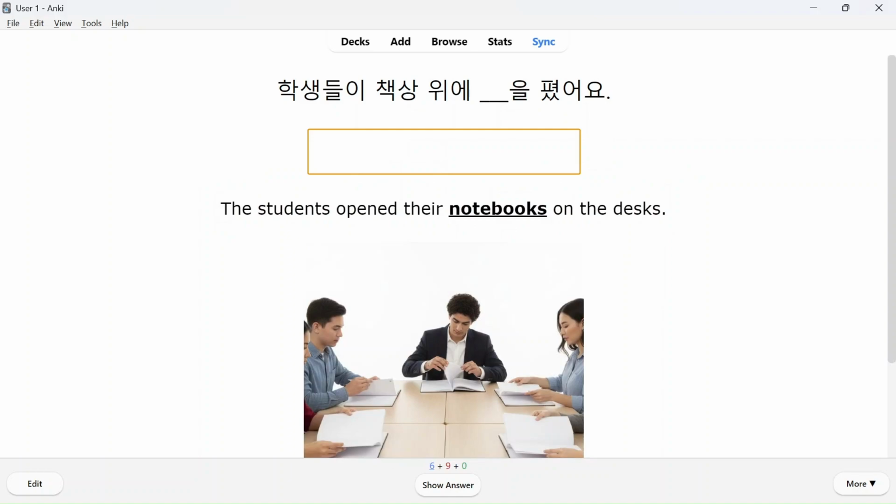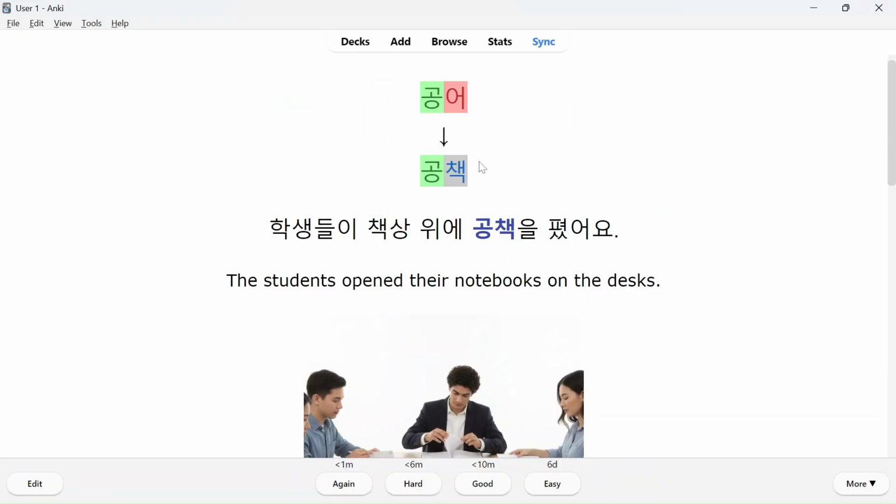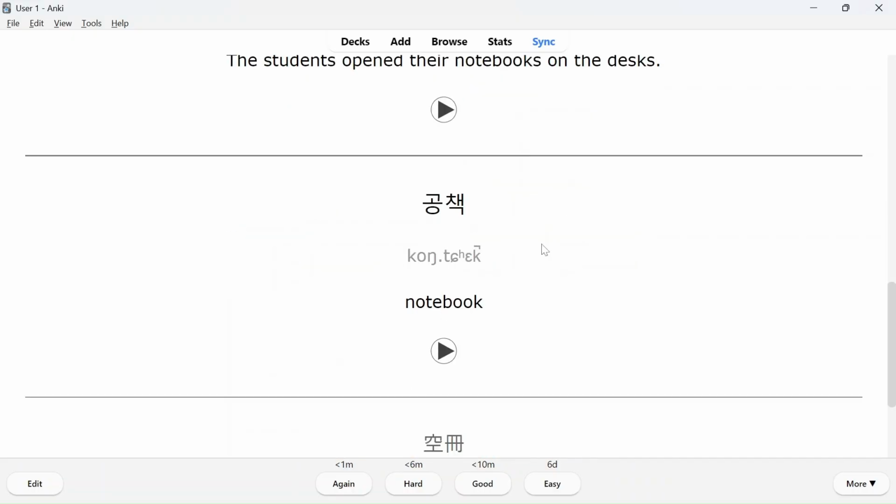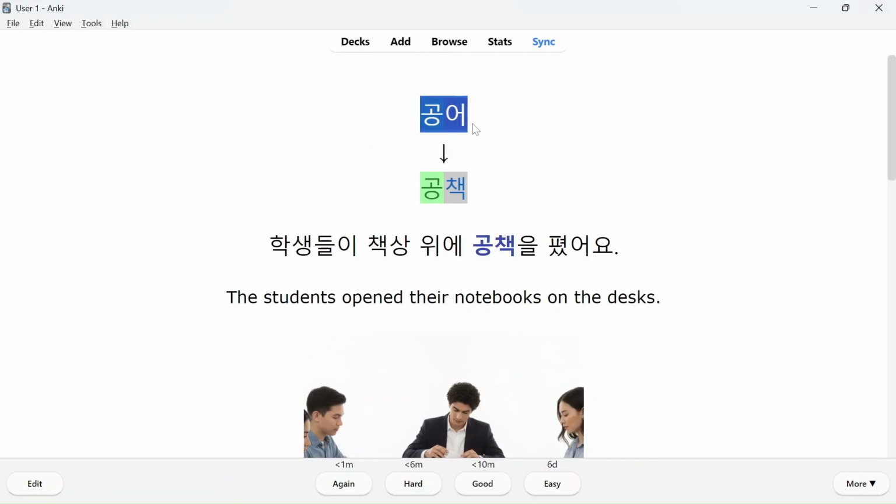Let's have a look. We have over here a sentence that we've already seen before. The students opened their notebooks on the desks, and we have to know what notebooks is in Korean. So I will enter an incorrect answer, and let's have a look what happens. 학생들이 책상 위에 공책을 폈어요. 공책. Great. So as you can tell, my answer was only partially correct. The first half is what I did well, and this is what shows up in green. But the last half, this is where I made a mistake. And Anki shows it to you in red.